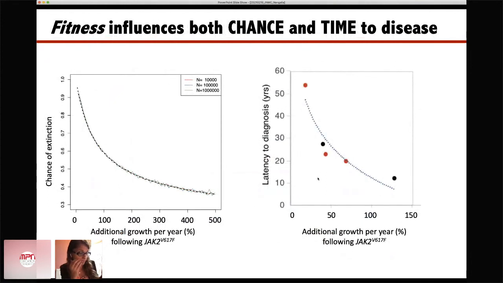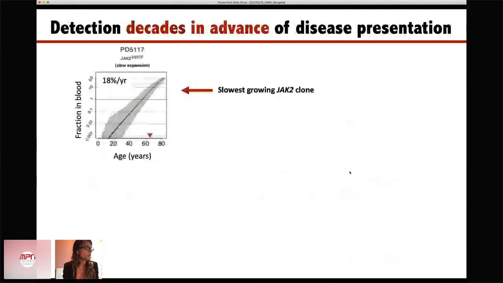So I believe that when you get a JAK2 mutation, if it's growing really slowly, then there's a chance that it might just die out and not cause any problems, which is what we modeled mathematically on the left. But also the rate at which it's growing determines when a patient might get disease. So in the slowest growing patients, they didn't get their disease until 50 years after they acquired their JAK2 mutation. And in those patients in whom the JAK2 we predicted was growing very fast, they actually presented with their disease within 20 years.